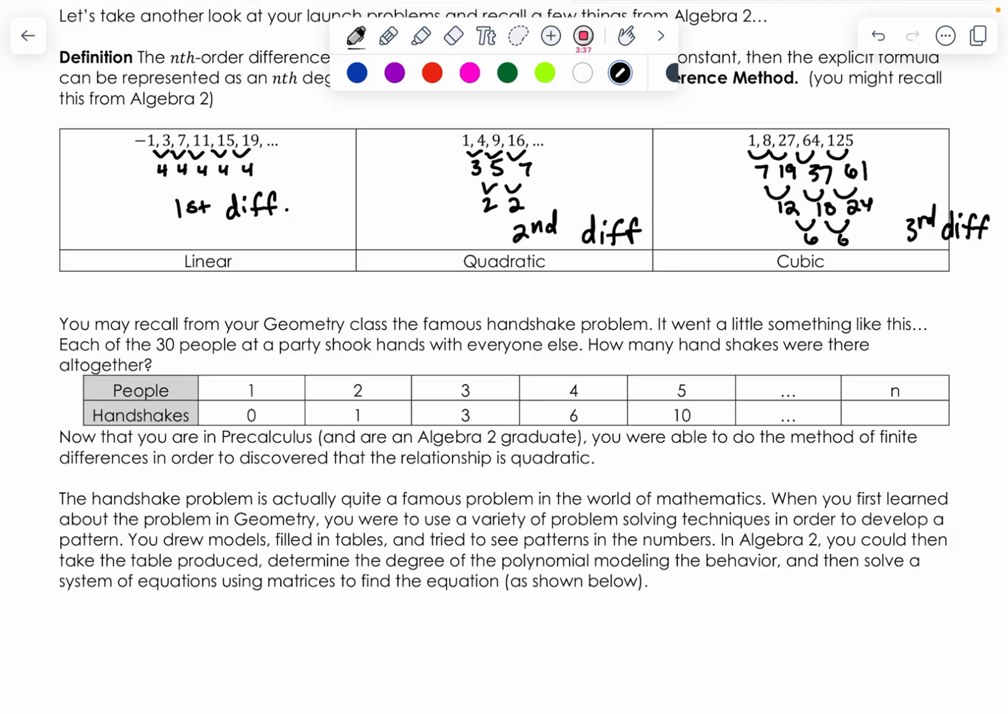So you may recall from geometry the famous handshake problem. It went a little something like this. Each of the 30 people at a party shook hands with everyone else. How many handshakes were there all together? Well, if you had one person, there would be no handshakes. 2 people would be 1. If you had 3 people, there is actually a total of 3. So think about who you would shake hands with, and the order wouldn't matter. Now that you're in pre-calculus and are an Algebra 2 graduate, you were able to do the method of finite differences in order to discover that the relationship was quadratic.